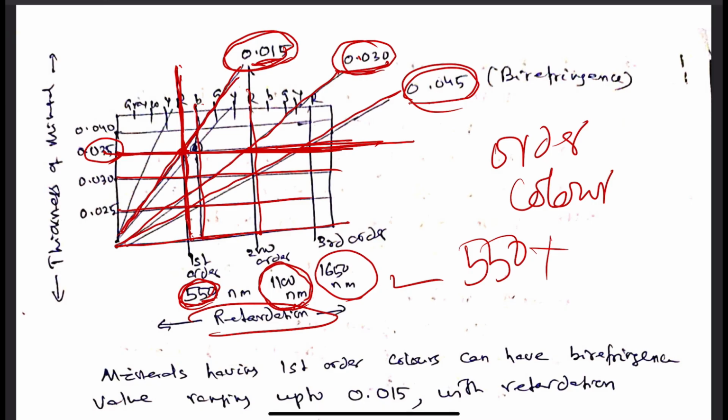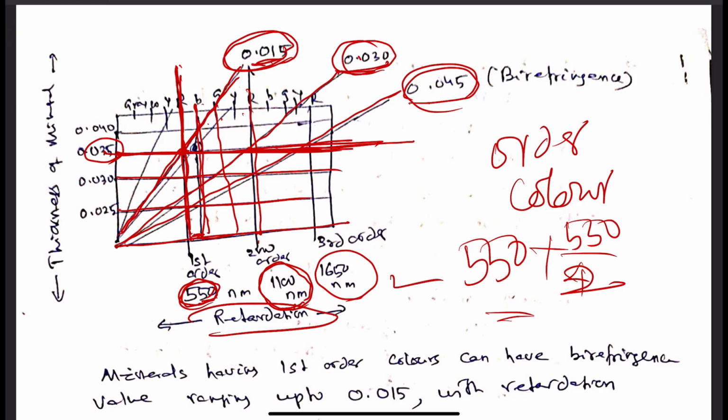So this is one segment. There are 4 segments in 550. So this will be 550 plus 550 by 4. This will be the retardation for second order blue. If we talk about second order green, it will be 550 plus 550 by 2. This will be the retardation. And what will be its birefringence value?